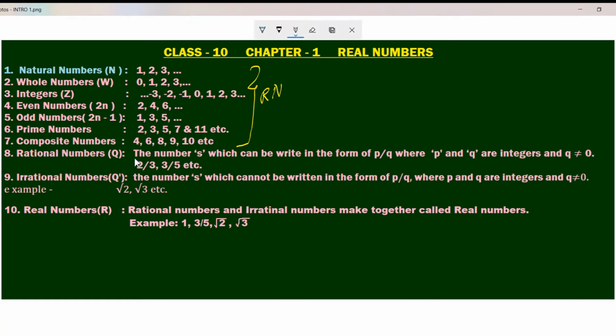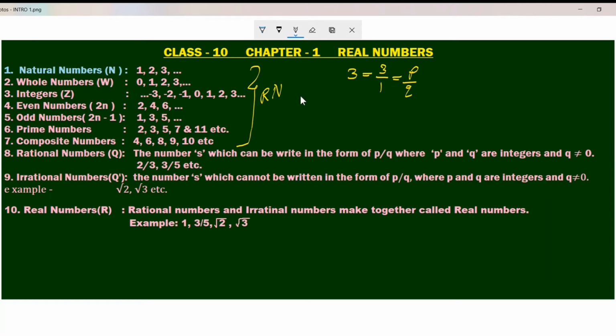Because see, I am going to take a natural number 3. 3 I can write like this, 3 upon 1. You can see 3 and 1 both are integers, and q is not 0. So 3 can be written in the form of p upon q. So all the natural numbers I can write like this, and all the whole numbers also.